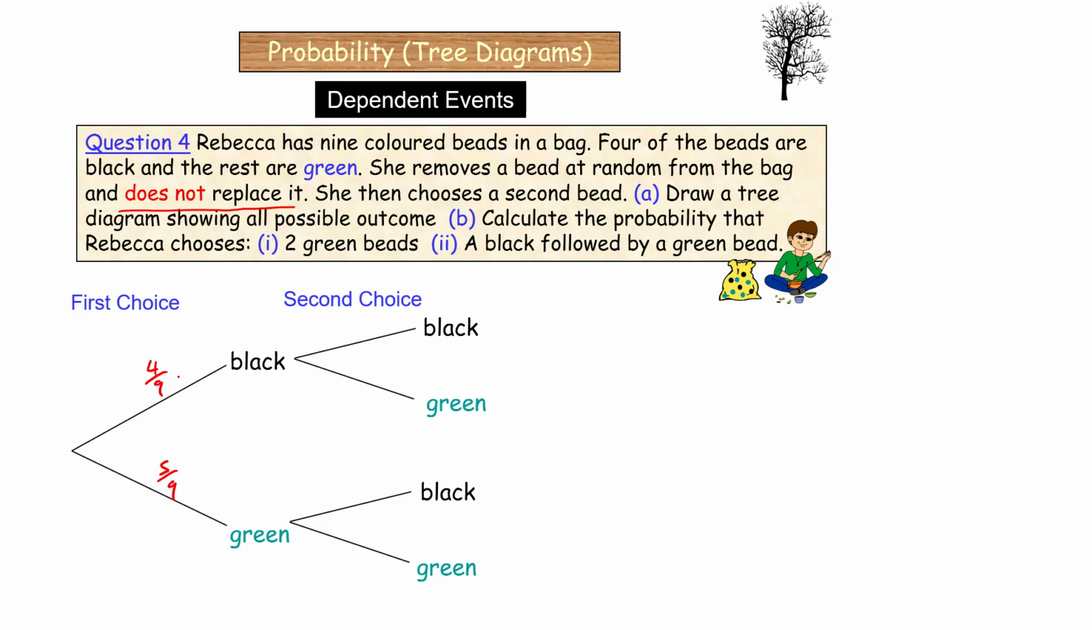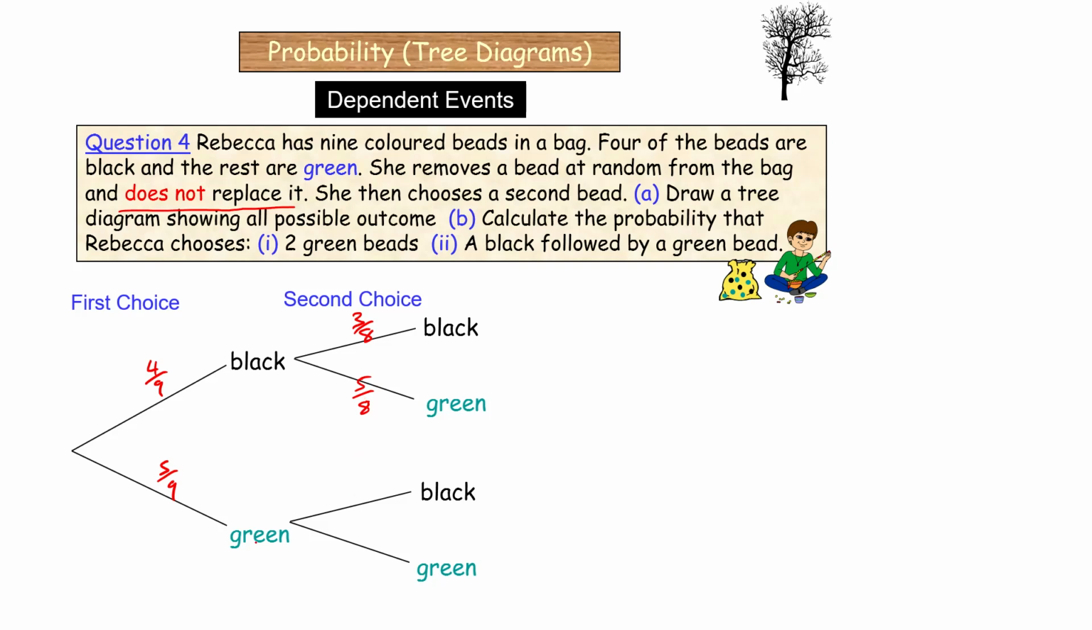Now, because she's not replaced it, we're now left with 8. Now, if she'd selected a black bead in the first instance, that means that we are now left with 3 black beads out of 8. So the chance of selecting a black bead is 3 out of 8. And the chance of selecting a green bead, we've still got 5 of them, so there are 5 out of 8 left. And you can see the total adds up to 1. 3 plus 5 gives us 8 out of 8.